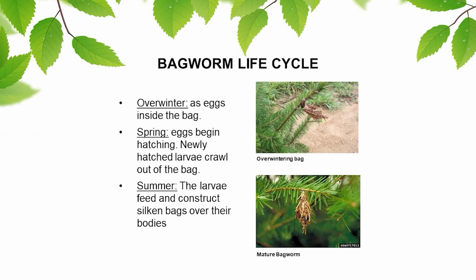Bagworms life cycle. Bagworms overwinter as eggs inside the bag. In the spring, beginning in May through June, the eggs begin to hatch. The newly hatched larvae crawl out of the bag and begin feeding. During the summer, the larvae continue to feed on the foliage of the host tree. They construct silken bags over their bodies, consisting of foliage, leaves, and other plant materials.